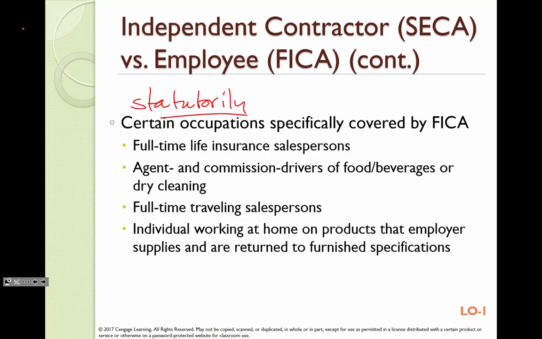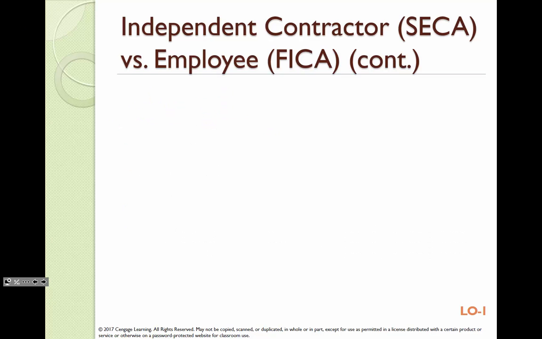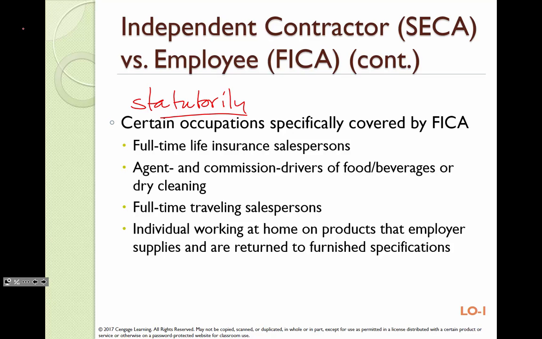In other words, if you do this, you can't go to work for somebody who says you're self-employed, even if you really kind of are. They have to pay their 7.65 on it. If I'm a full-time life insurance salesperson, if I drive the Schwan's truck or a dry cleaning truck, if I'm a full-time traveling salesperson, or if I work at home and do things like stuff envelopes or package things or do data entry at home, you can't call me self-employed. I have to be covered by FICA. That is federal law, statutory law. Any questions on those? So there's no question there.